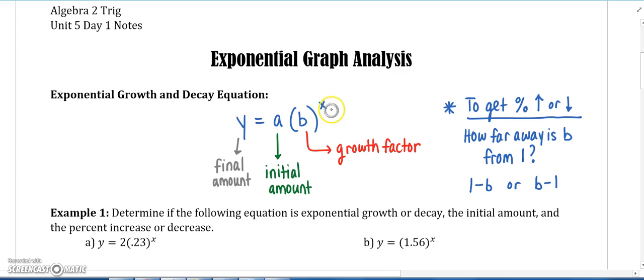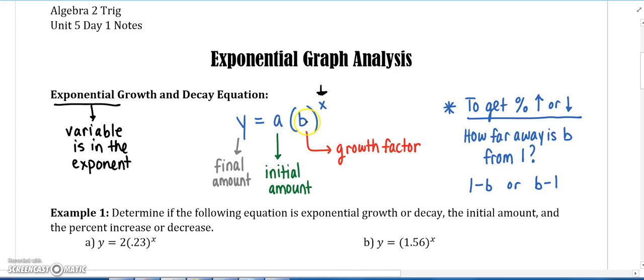Here is the general form for an exponential growth and decay equation. Maybe pause the video and jot this down so that you can also pay attention to what I'm saying. In the general form, what's important to note is that the reason we call it exponential is because our variable, x, is in the exponent. That's what defines something as an exponential equation. Right here, that x is our variable.